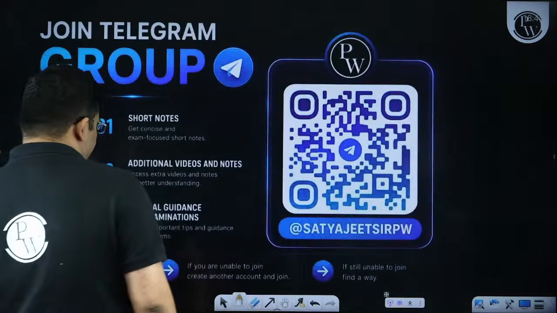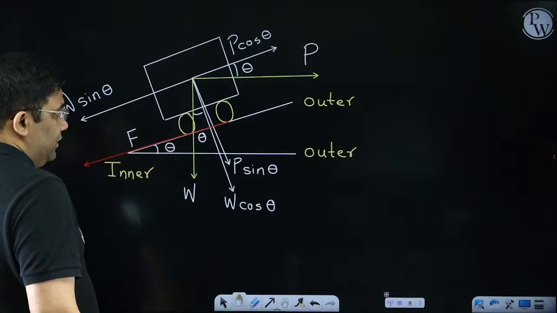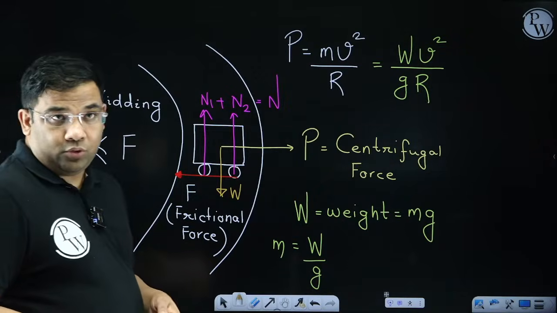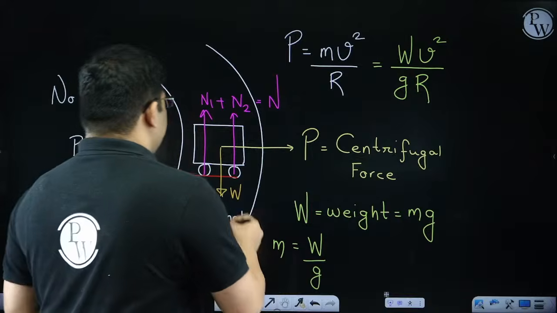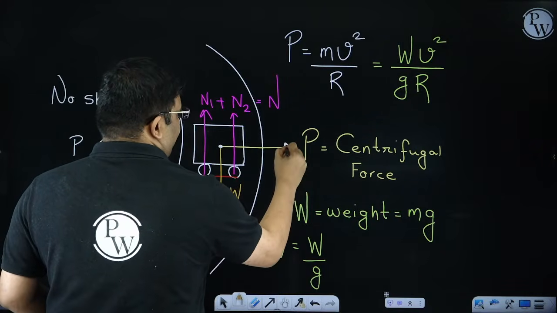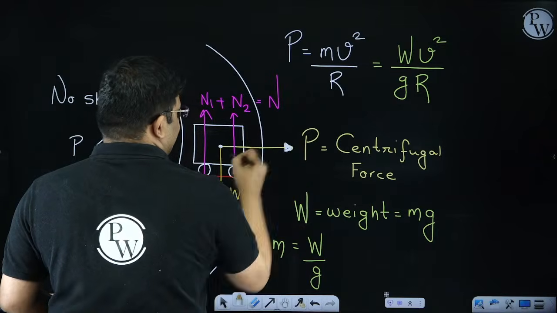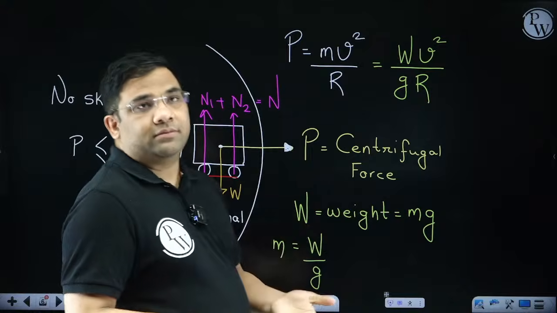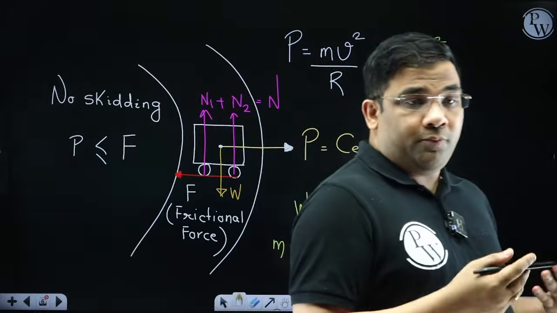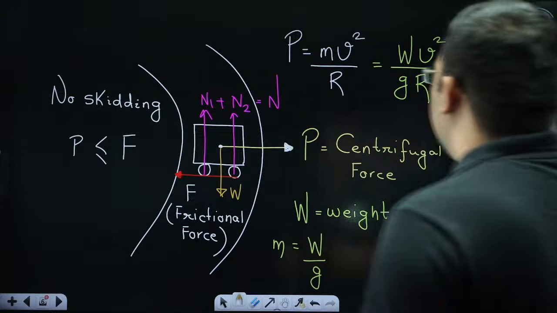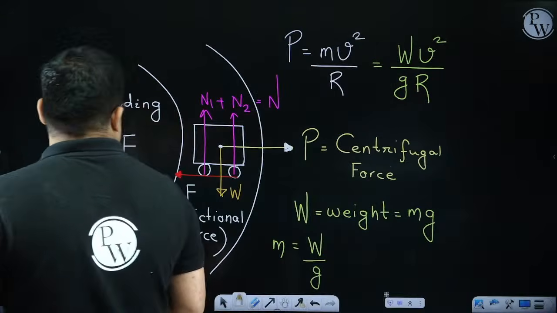Earlier, when there was no tilting of the rod, what was happening? This P force was responsible for skidding, and it was opposed by only the friction. There was only friction opposing this centrifugal force.